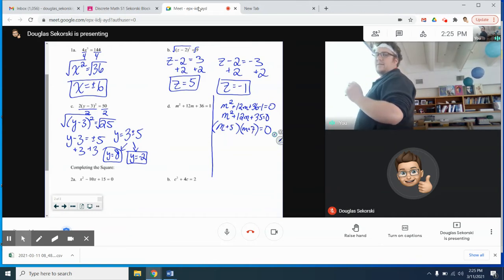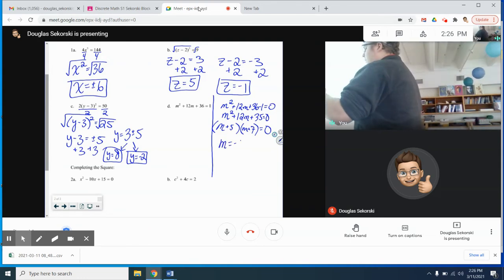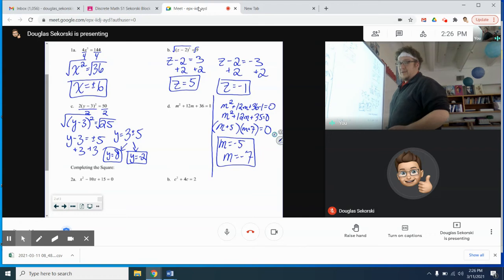How's that? 5 and 7? Right? Because 5 times 7 is 35. Add them up, you get 12. And of course, we get m equals -5 and m equals -7, and we are good to go. So you ready for the trick? It's kind of cool.